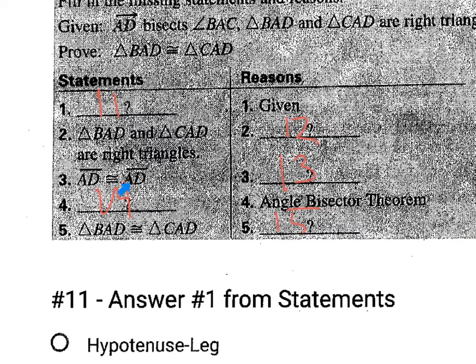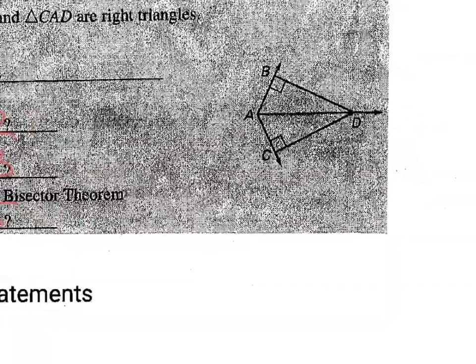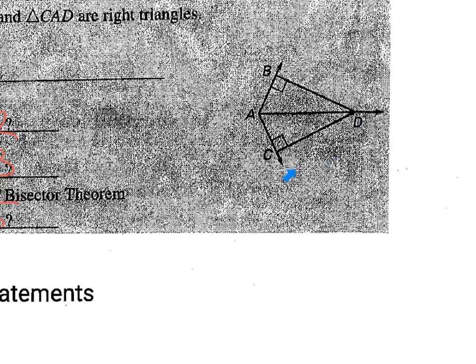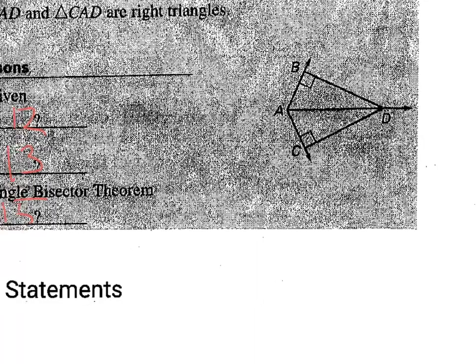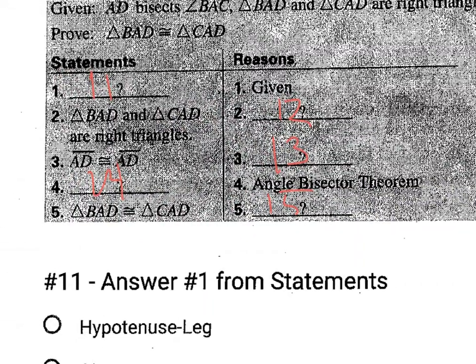AD is congruent to AD. Well, for the same thing, what property, we've talked about this a lot, do we put right there? For the reason was angle bisector theorem. So if you look at the picture, who is the angle bisector over here? Okay, probably going to be a segment. So who is that segment? That's what you're going to put right here. And then lastly, triangle BAD is congruent to triangle CAD. So it's going to be one of our famous postulates.